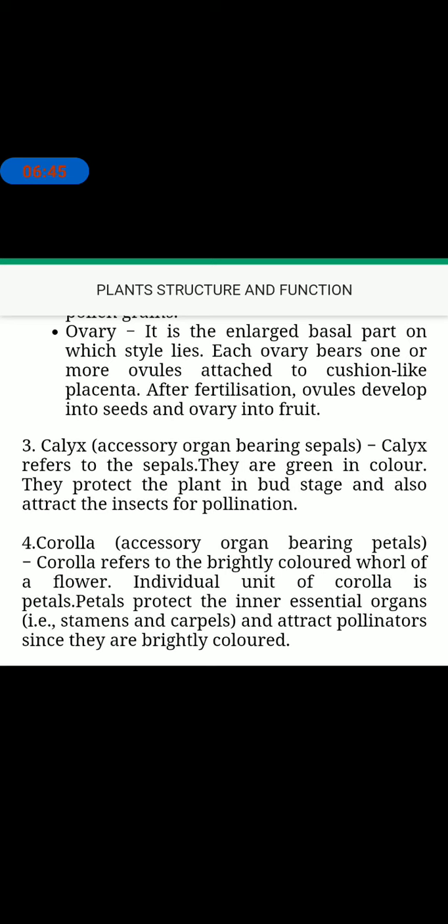Each ovary bears one or more ovules attached to the cushion-like placenta. After fertilization, ovules develop into seeds and the ovary into the fruit. That is important. The last point is important: ovules develop into seeds and the ovary into the fruit. That is the reproduction of the flowers.